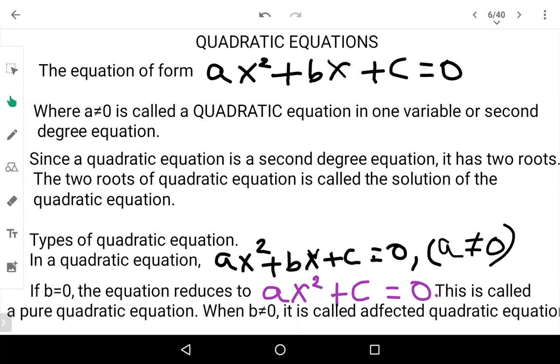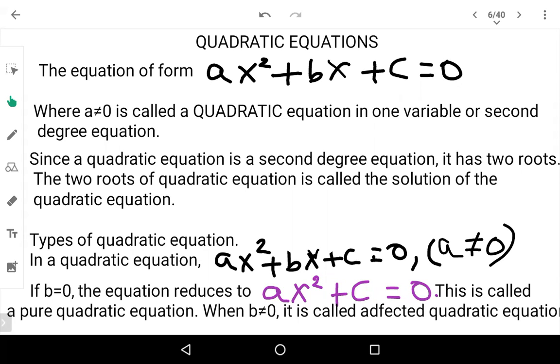Okay, good. Now, coming to the next part, that is types of quadratic equation. In types of quadratic equation, we have 2 types. Basically there are two types of quadratic equation. One is called a pure quadratic equation. The other one is an adfected quadratic equation.